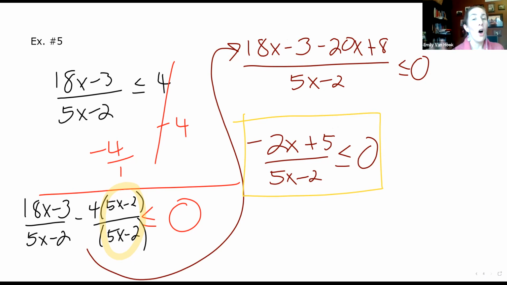Okay, and now after all of that work and all of that setup, we can finally do our number line thing. Do we have any questions on how we got here?